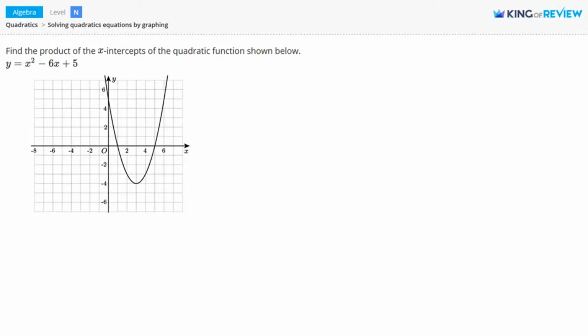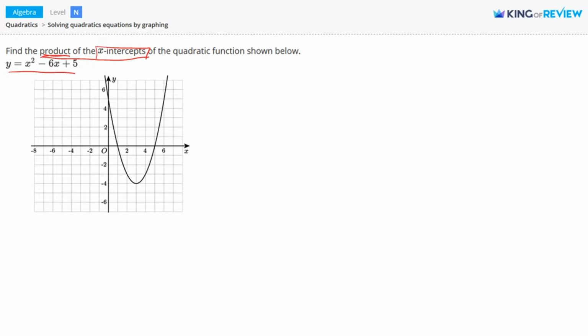Find the product of the x-intercepts of the quadratic function below, y equals x squared minus 6x plus 5. So this question asks for the product of the x-intercepts. The first thing I'll do is identify these x-intercepts and then find the product of them by multiplying the numbers together. So our graph y equals x squared minus 6x plus 5 is plotted below.